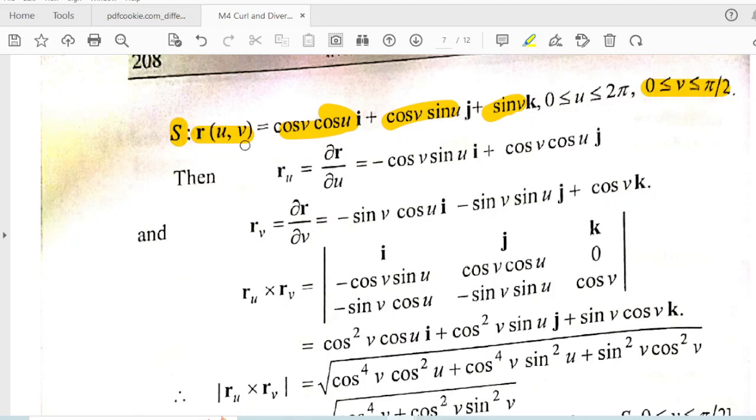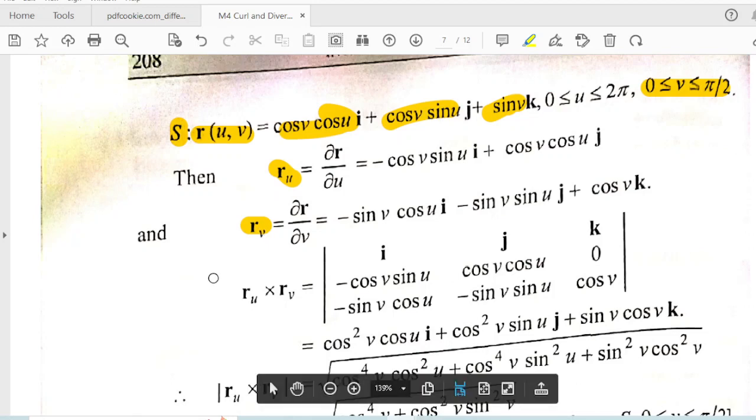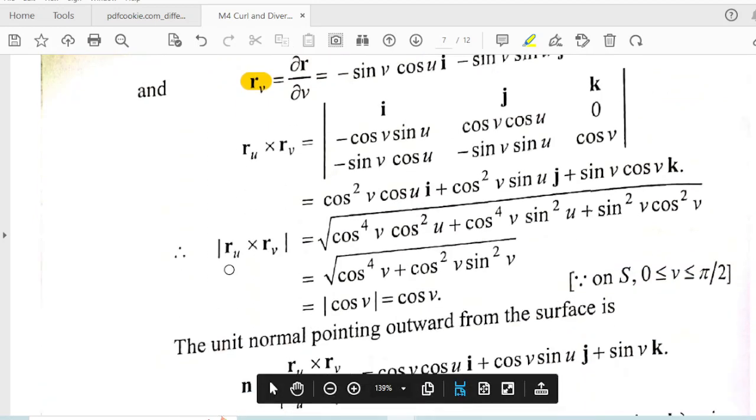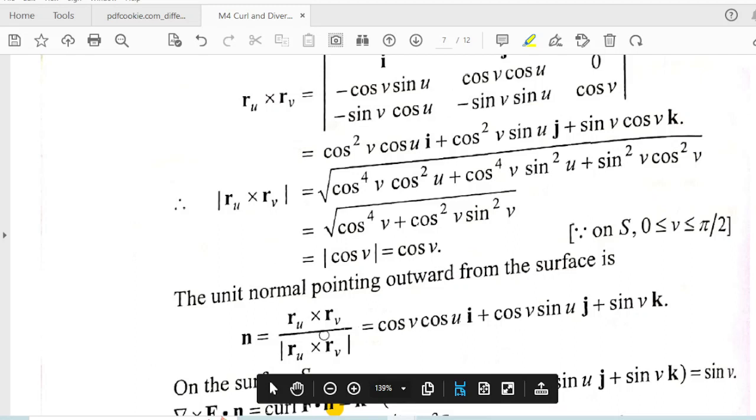So we are going to find the normal to the sphere. To find the normal to the sphere, if this is the equation of the curve r bar, first you have to find r bar u, the partial derivative of r bar with respect to u, then you will be finding r bar v, that is the partial derivative of the curve with respect to v. Now we have to find the normal vector: r by u cross r by v divided by the modulus of r by u cross r by v.